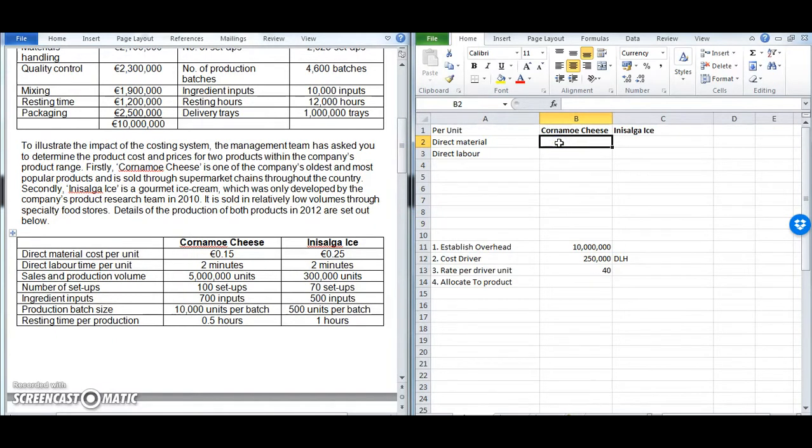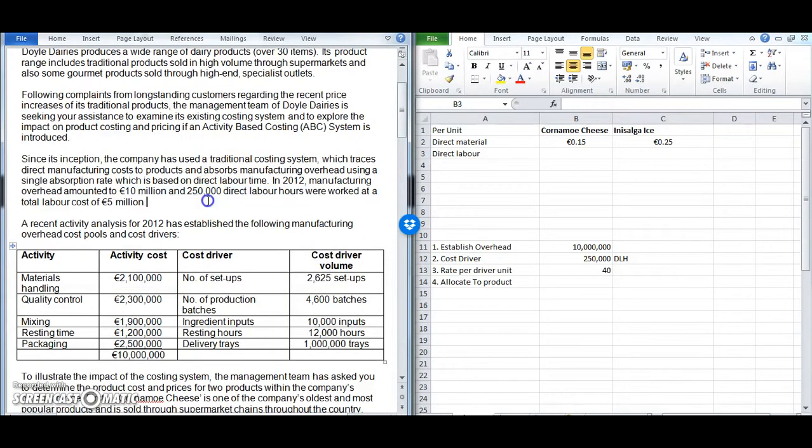Direct materials is fairly straightforward. We know it's 0.15 per unit for Carnmore cheese, and for the ice product it's 0.25 per unit. Direct labour, now this is the type of thing to expect in the exam, just to make sure students are keeping on the ball and reading the information that is provided. You'll see for direct labour you're actually given time per unit, not cost per unit. So students will have to figure out, what is the rate per hour of direct labour? And actually, if you had read the question carefully, it's given to you up here. 250,000 direct labour hours were worked at a total labour cost of 5 million.